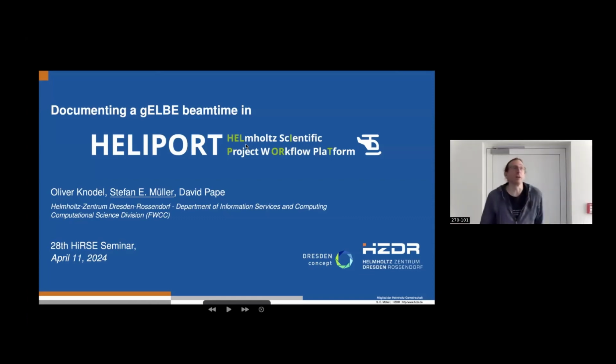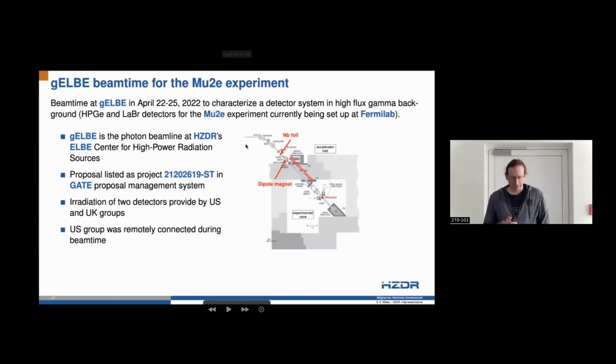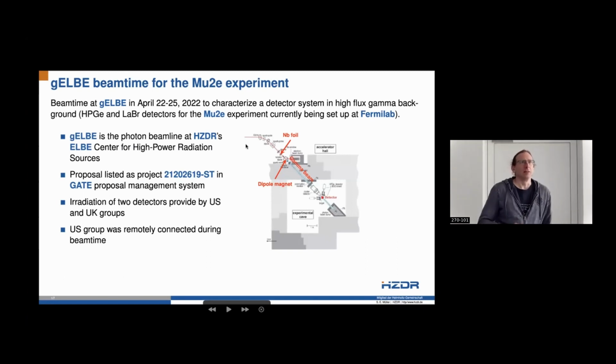Okay, yes. So I will describe how we used HELIPORT to document a beam time at the GLB facility. Actually, this was a beam time about 2 years ago, where we wanted to characterize a detector system in high flux gamma background. So this was germanium and the lanthanum bromide detector, which will be set up in the future at the Mu2E experiment at Fermilab, which is now under construction.